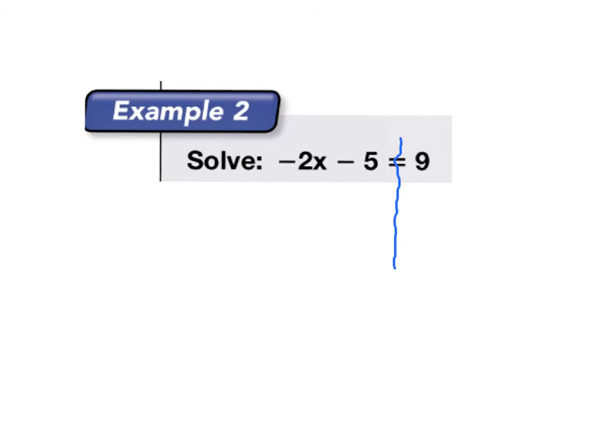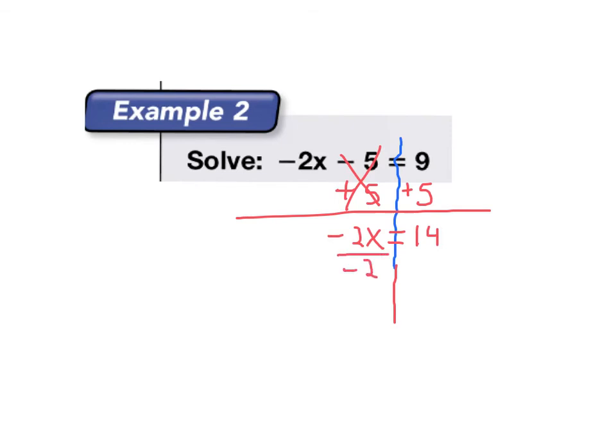Now, first thing I want to do is add or subtract. So I look here and I see that I have subtracting 5. The opposite of subtracting 5 is adding 5. So I'm going to add 5 to both sides of the equation. Draw the line. This is canceled. Bring down the negative 2x equals, and then 9 plus 5 is 14. Now this is multiplication, and the opposite of multiplying is dividing, so I'm going to divide by a negative 2 on both sides. And I get x is equal to, a positive divided by a negative is a negative, so I get -7.